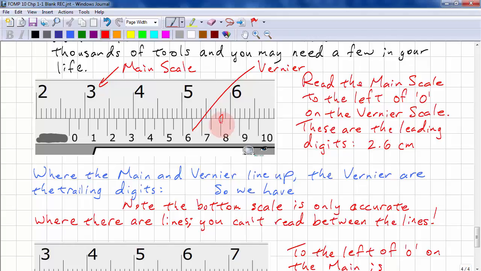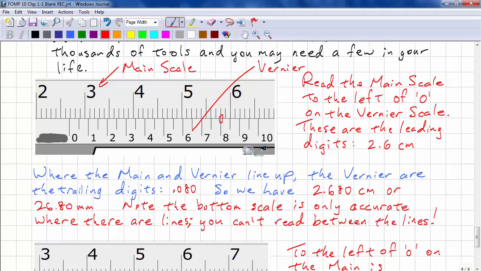So the trailing digits are 0.080. And that means we have 2.680 centimeters, or 26.80 millimeters.